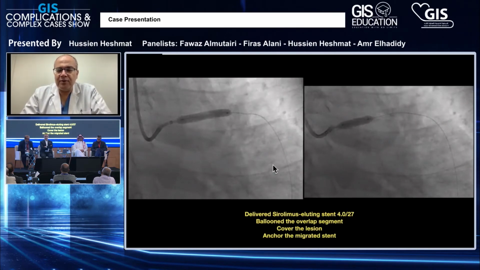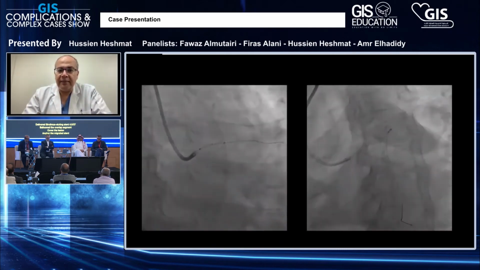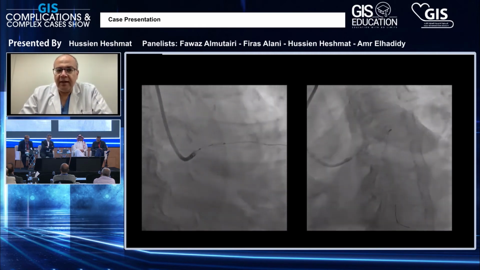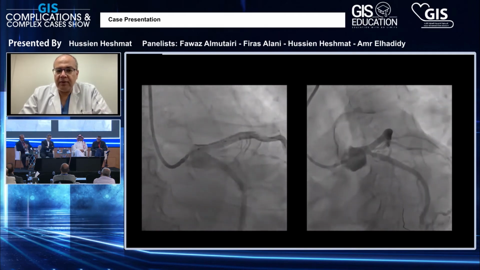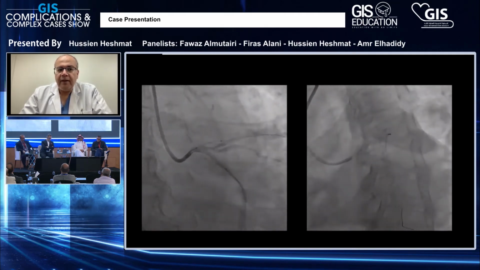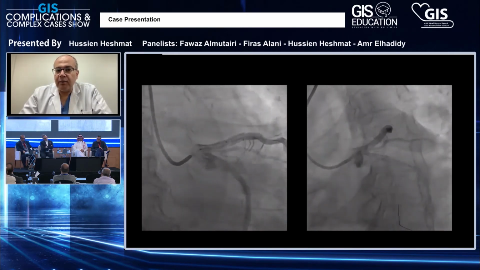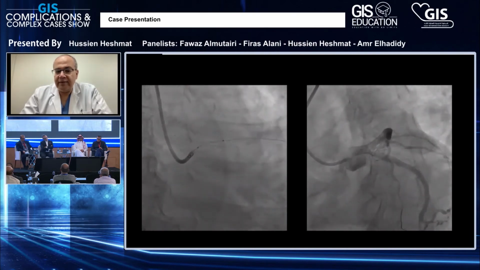So the aim here was to treat the lesion and to anchor the stent so it remains in place, and the part which is in the aorta is exposed to very high flow, so it's unlikely to thrombose, and as long as the stent is anchored with another overlapping stent, it will remain in place. And this is the final result. After we optimized the overlap zone, it was an Ultimaster 4.0. And so you see here the left main is patent, the stent is opposed, and the lesion has been well treated.